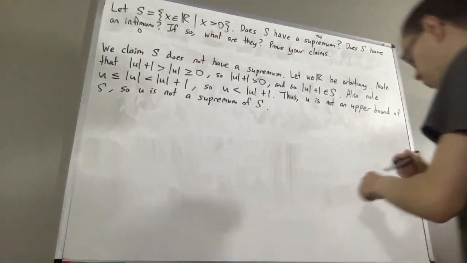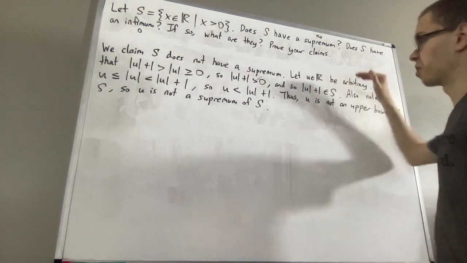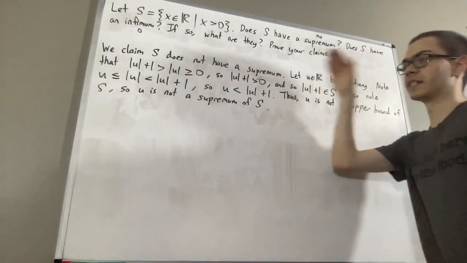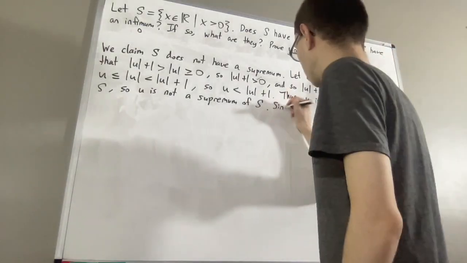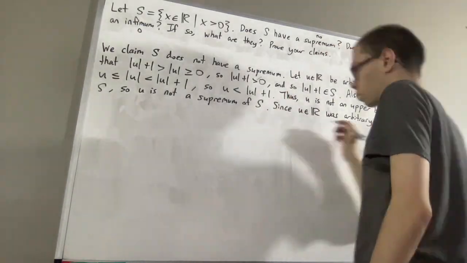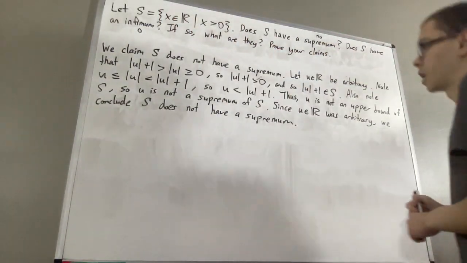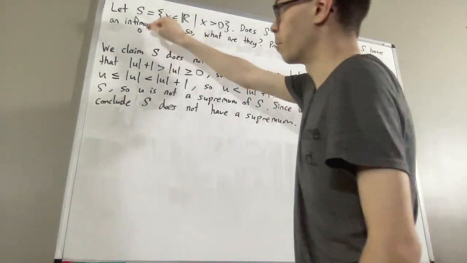So we see, putting this all together now, given an arbitrary real number U, it follows that U is not a supremum of S. Therefore, every real number is not a supremum of S, so S does not have a supremum. So that's it. That proves our claim about a supremum. Now we're going to prove the infimum is 0.